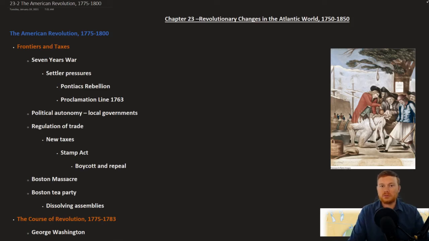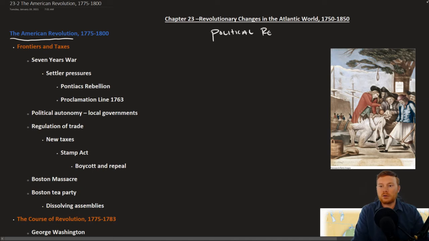All right, so this is The Earth and Its Peoples by Richard Bulliet. We've got chapter 23, section 2, The American Revolution. So when we look at the political revolutions, there are pretty much four, or at least four categories to think of.